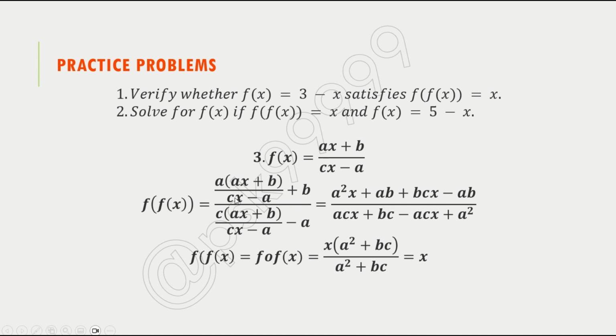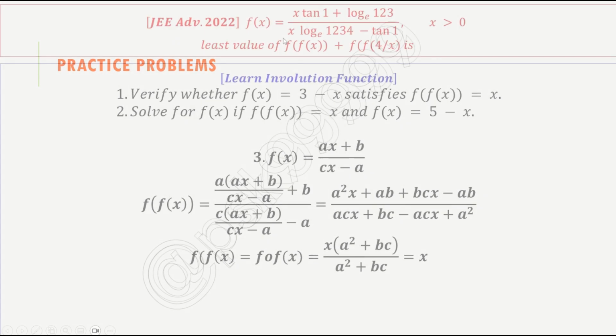f of f of x will become a times (ax plus b by cx minus a) plus b, numerator, and denominator also c times (ax plus b divided by cx minus a) minus a. You simplify it and find f of f of x, and you will get nothing but x. So if any equation is in this format, ax plus b divided by cx minus a, where a and minus a, this is most important, then it's an involution function. This is very useful information. We can solve several problems using this. Hope you understand involution functions or self-inverse functions. Thank you.